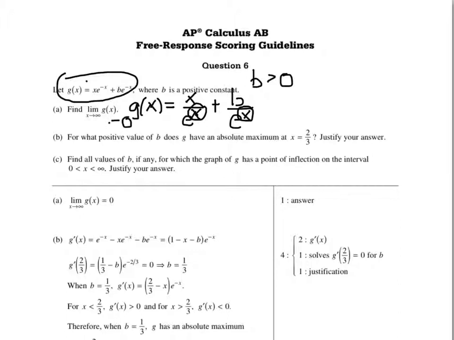Okay, part B. For what positive values of b does g have an absolute maximum at x equals 2/3? So for a maximum, we are going to set the derivative of the function equal to 0 and find out that point b. So I'm going to go to a blank page here, more work. So the function that we're given is, let me write carefully here, x e to the negative x plus b e to the negative x.